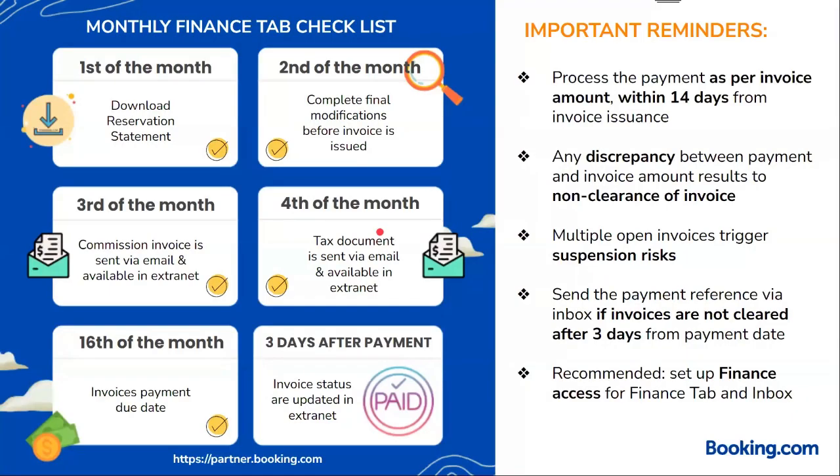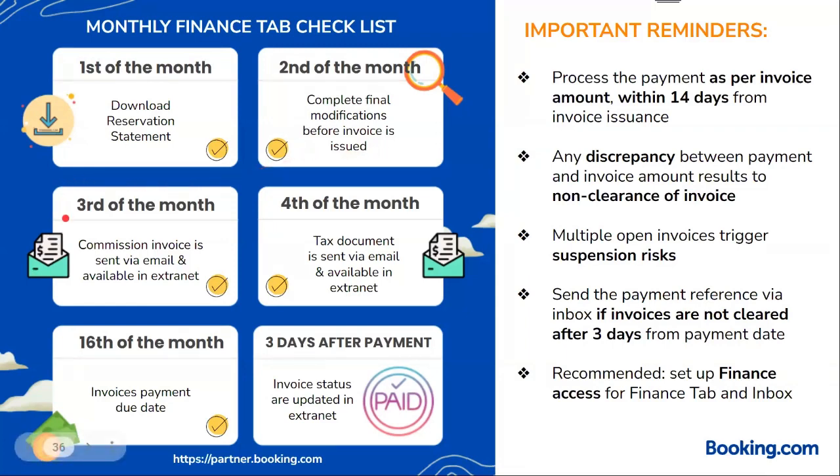Moving forward, there are some important deadlines to keep in mind on how exactly we move forward. On the first of every month, we recommend that you download the reservation statement. This is a draft statement which is available on the extranet as per the earlier steps which we saw. On the 2nd of every month, we request you to complete the final modifications before the invoice is issued. So in case you have forgotten to mark any no-shows or cancellations at the time when the customer checked in, we still have some time by the 2nd of every month to mark the invoice modification.